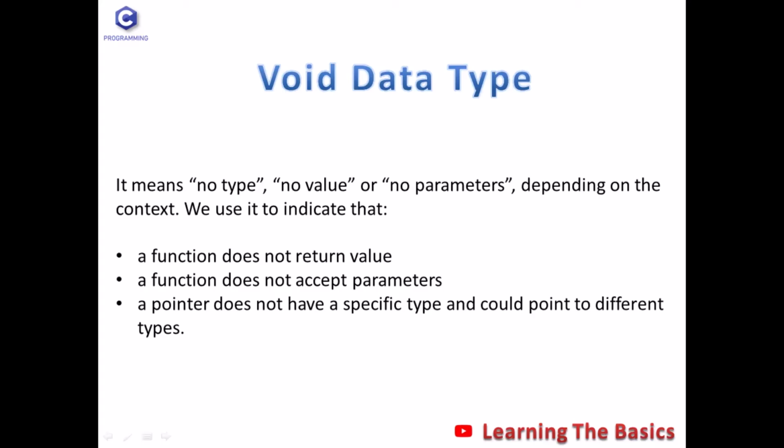Void data type. What is a void data type? A void data type means no type, no value, or no parameters, depending on the context we use it to indicate. Now, we use this void data type to indicate that a function does not return a value, a function does not accept any parameters, and a pointer does not have a specific type and could point to different types. Now let's run into our code editor and see how this is done practically.